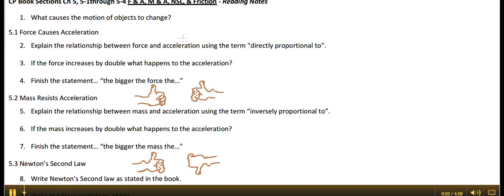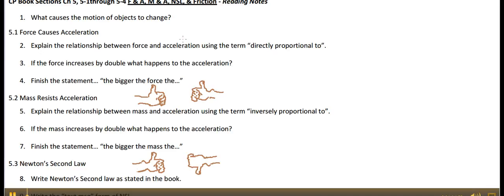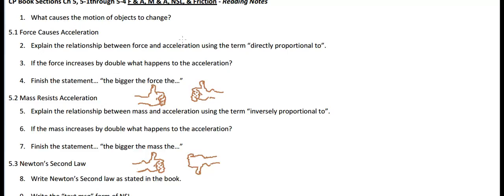This is Chapter 5, Force and Acceleration, Mass and Acceleration, Newton's second law, and friction. So in Chapter 5 we are talking about acceleration, what causes the motion of objects to change. And a good way to say that would be, say, unbalanced forces, or net unbalanced forces. So that's question number 1.